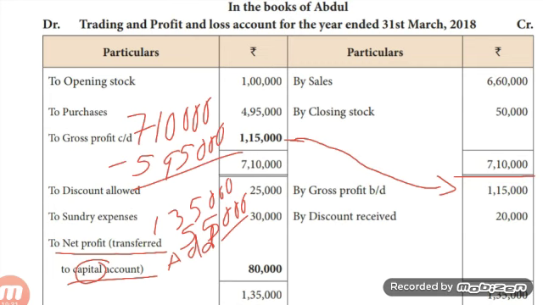Children, write the gross profit just above the grand total, that means just above 7,10,000. And write gross profit carried down, transferred to profit and loss account. Children, how? Write as to gross profit carried down transferred to profit and loss account. That amount in the trading account just above the grand total, and the same amount you should write on the opposite side below the grand total. Then straight write by gross profit brought down.